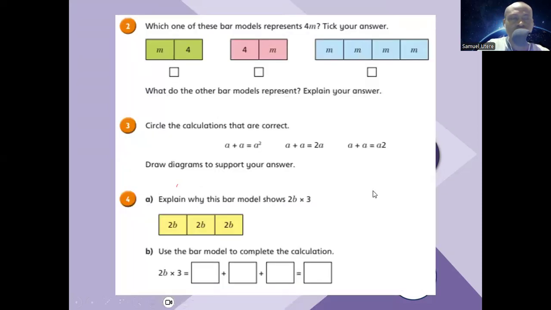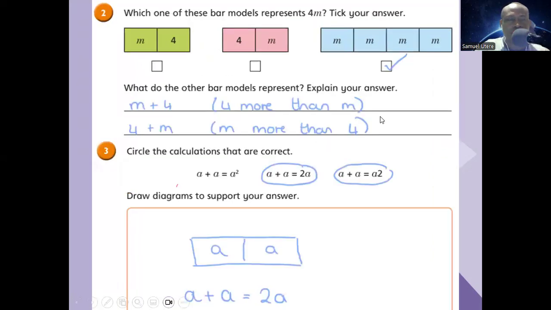Here are questions 2 to 4. I would like you to pause the video and practice these questions for 5 minutes. You can take longer if you want. So assuming you've already done that, I would reveal the answer. So these are the answers for question 2 and 3.